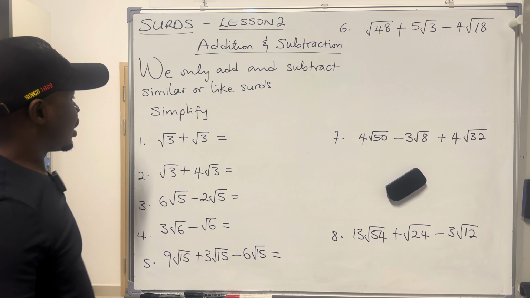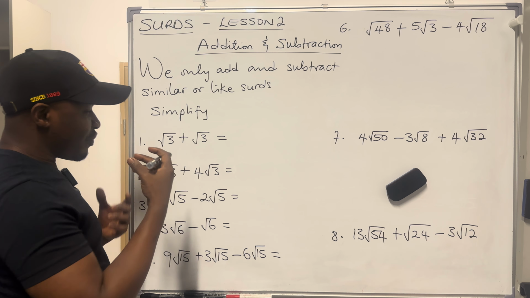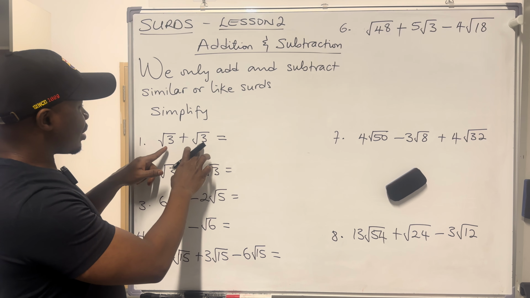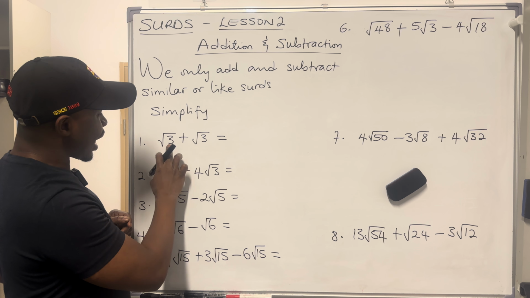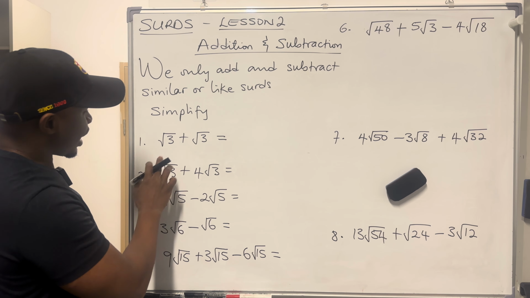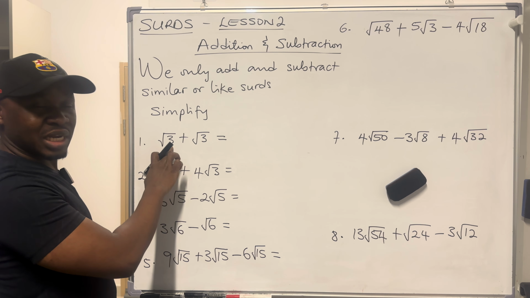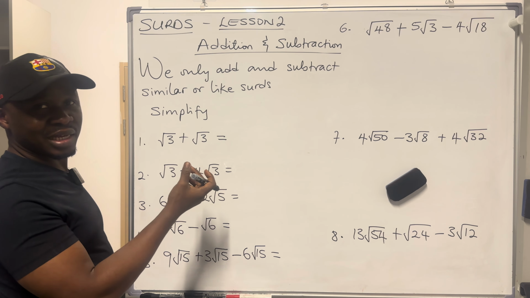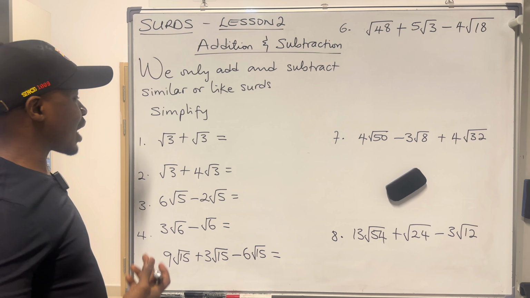All right. Now, I want to simplify here. The first thing we do is to check the inner part, in fact, these are the irrational parts. Here we have root 3. Here we have root 3. They are alike. They are similar. They are like surds. So we can add them.